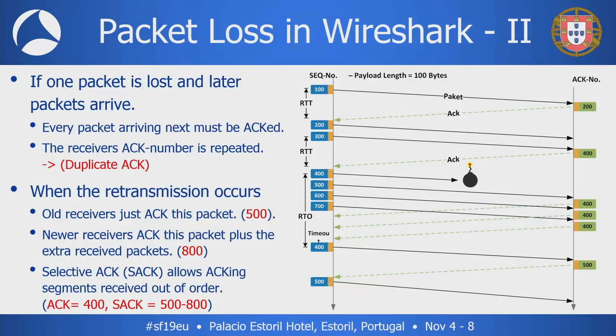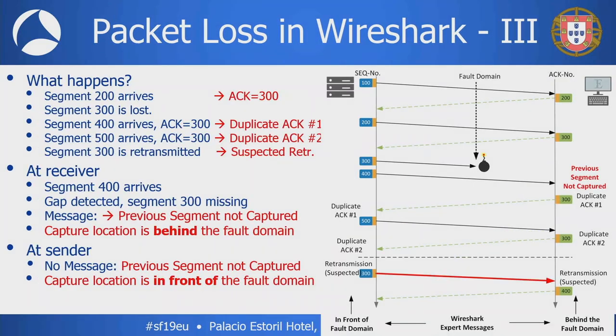So, two things happen here. This is the theory behind it. If this is my sender and this is the receiver, and the receiver would just send ACKs back when it's working fine, the segments are sent, 100 bytes each, and the sequence number goes up. Now, if one packet gets lost and the second one comes through, Wireshark on the receiving end would see 100, 200, while the 300 is missing, and then the 400 comes. So what does Wireshark tell us? Previous segment not captured.